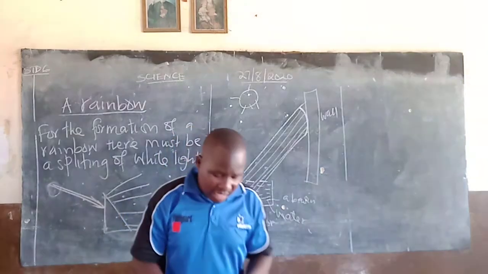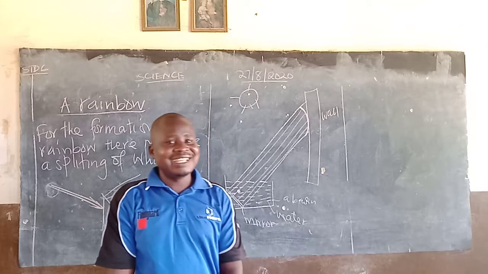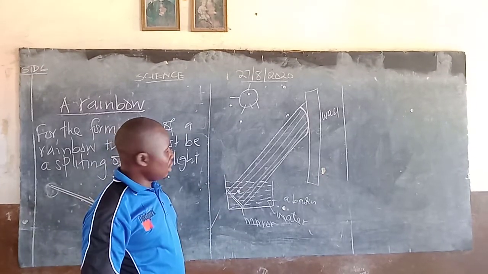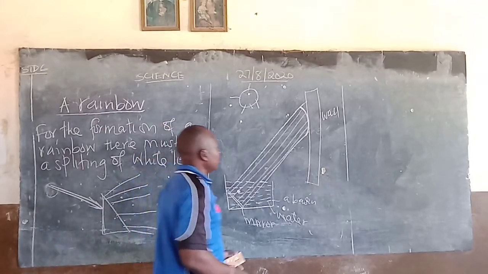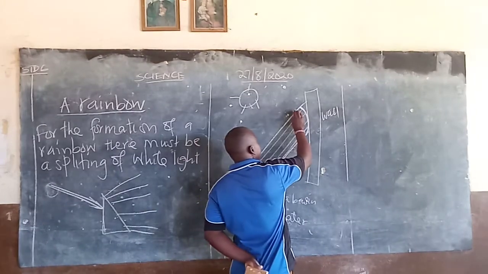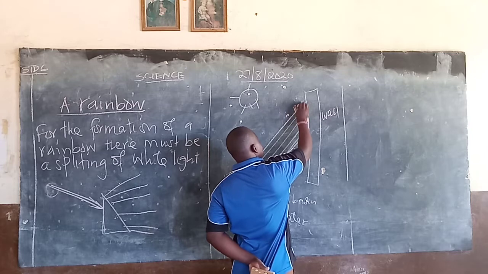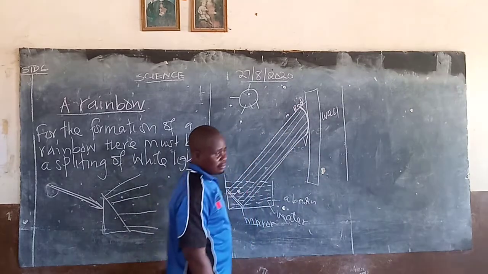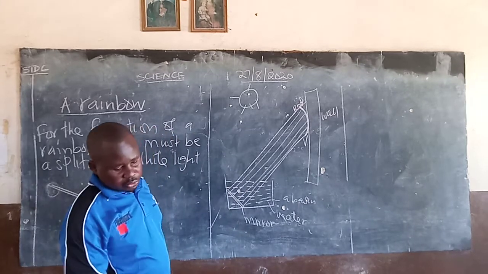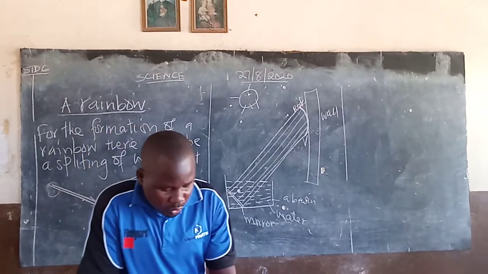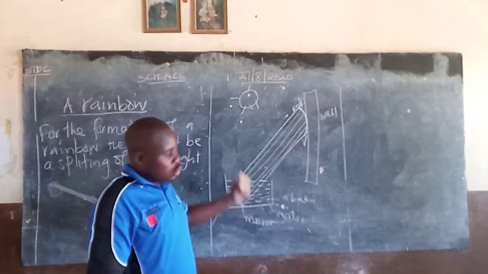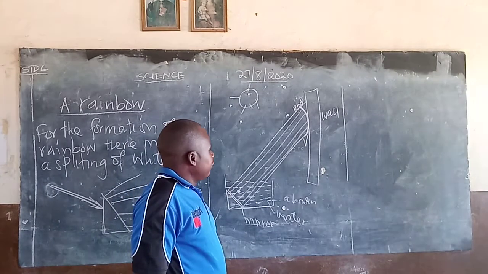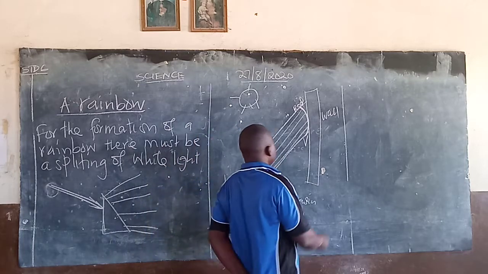Now the 7 colors of a rainbow, the first one is red. So we realize that if that is the wall, then the first one to be formed will be red. Then the last one is violet. So how is that? We have red, orange, yellow, green, blue, indigo, and violet.